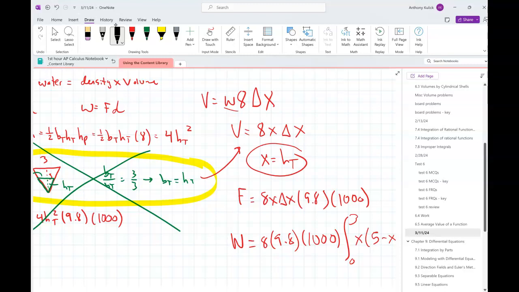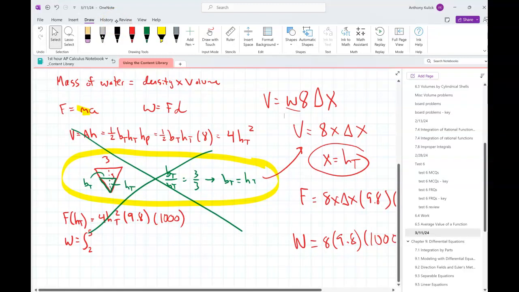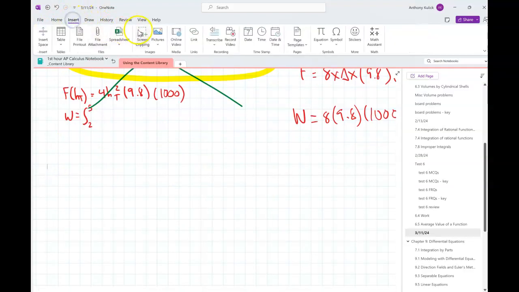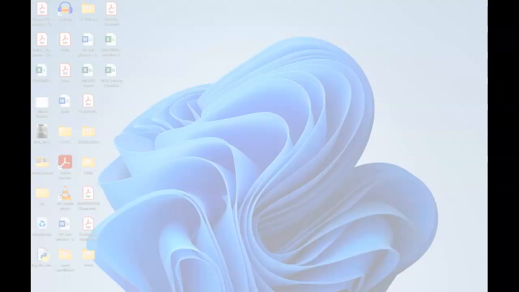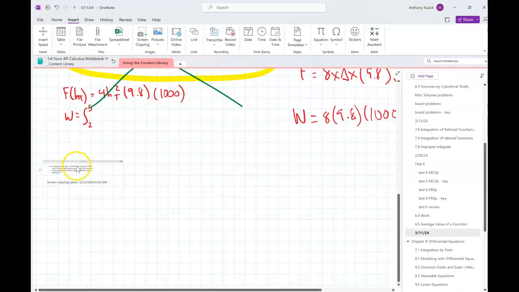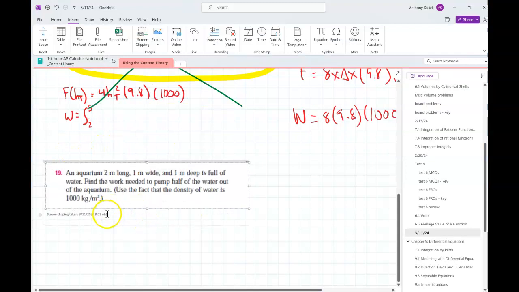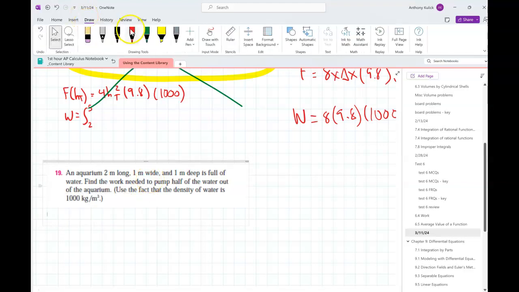Isabel? Hopefully better than I just did this one. Yeah, I think this one should be easier since the aquarium is a rectangular prism, so the cross sections are the same at all heights.